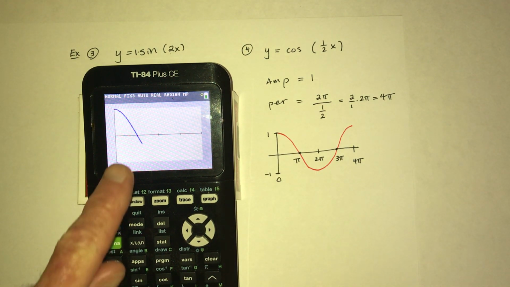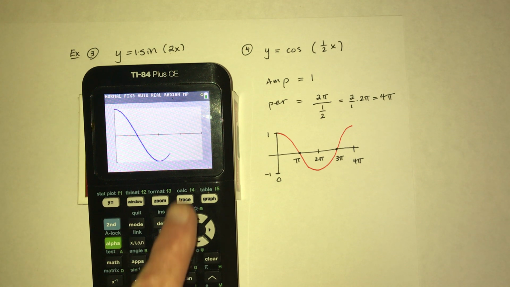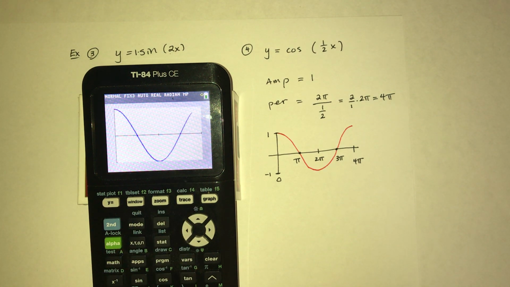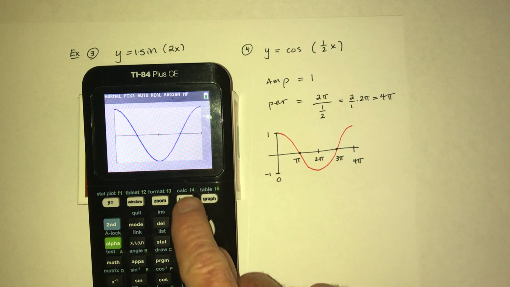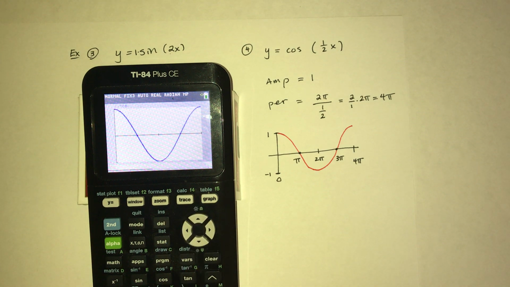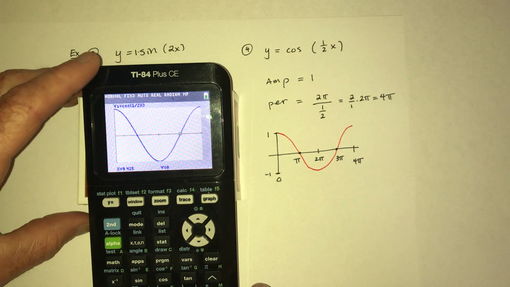Good job, calculator. It crosses the x-axis at the right point, crosses the x-axis the second time at the right point, and there it is. And I can even double check that this point is correct by going trace and put 3 pi. Yep, 3 pi, that's where it's crossing the x-axis.